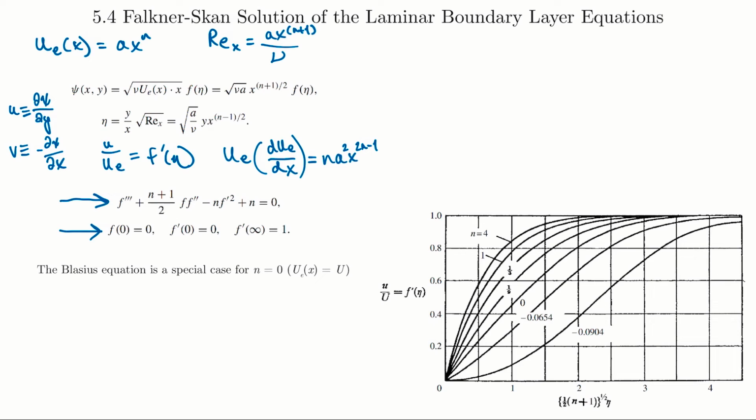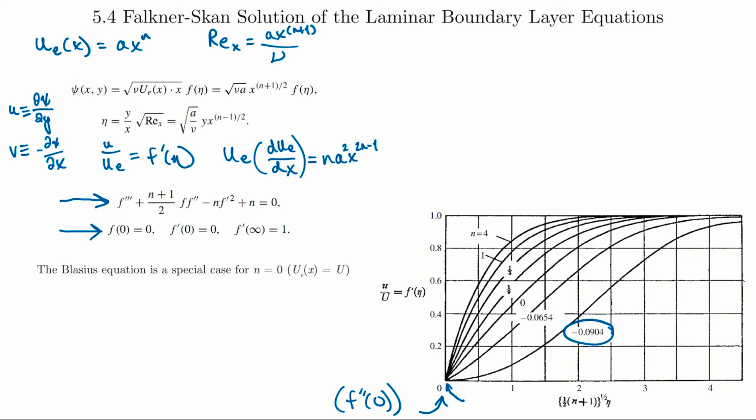One interesting thing to note, if we look right here, we see the shear stress, which is represented by f double prime at 0, increases monotonically as n increases. Increasing values of n go this way. And then for this case right here, n is negative 0.0904. This f double prime 0 right there actually equals 0. So then the wall shear stress equals 0. And what that means is separation is imminent all along the surface. We're going to look at separation in more detail in the next video.